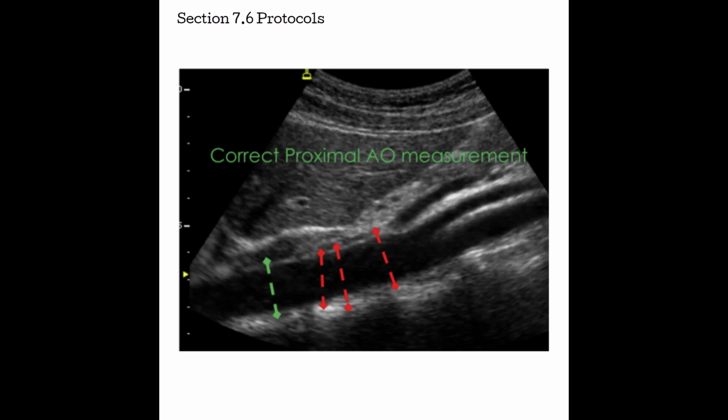However, we do tend to see these structures whenever we are performing a complete abdominal ultrasound. We are always evaluating everything that we can see in our pictures, and that quite often is going to include the aorta and the IVC and the kidneys within our abdominal imaging.